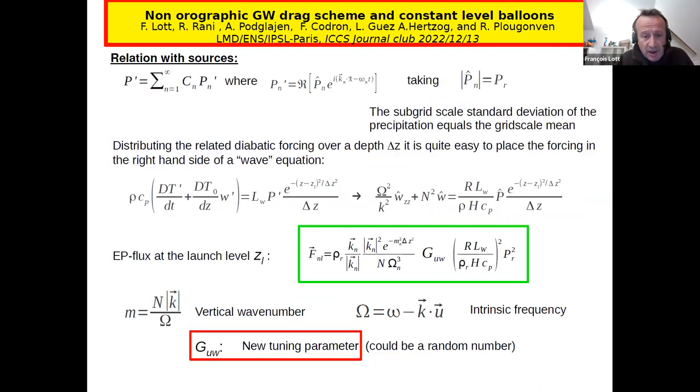So you can relate that to sources, for instance, precipitation. And this is an important thing. You can say that you have diabatic heating, and then you can distribute it over harmonics and relate the gravity wave to its source by simply putting some heating on the right hand side of a Taylor-Goldstein equation. What I put here, you put the heating here, and here you have a typical Taylor-Goldstein equation forced on the right hand side, and then you have an analytical expression.